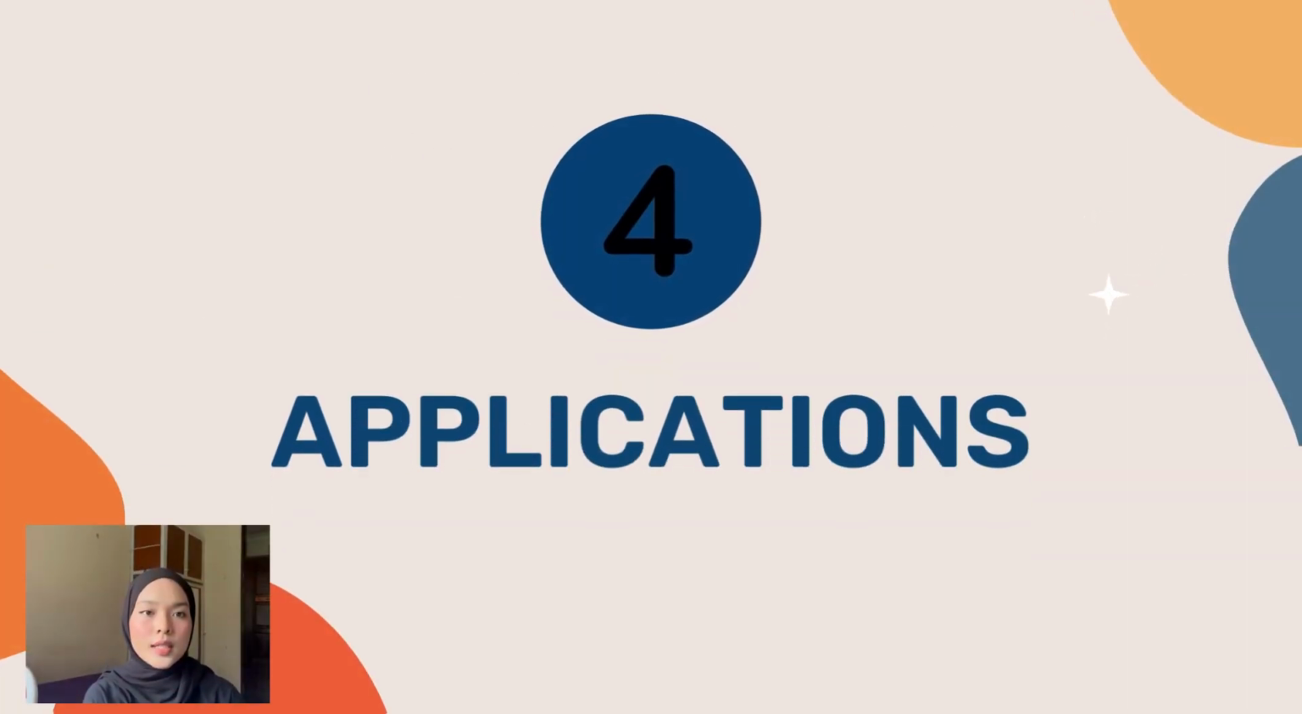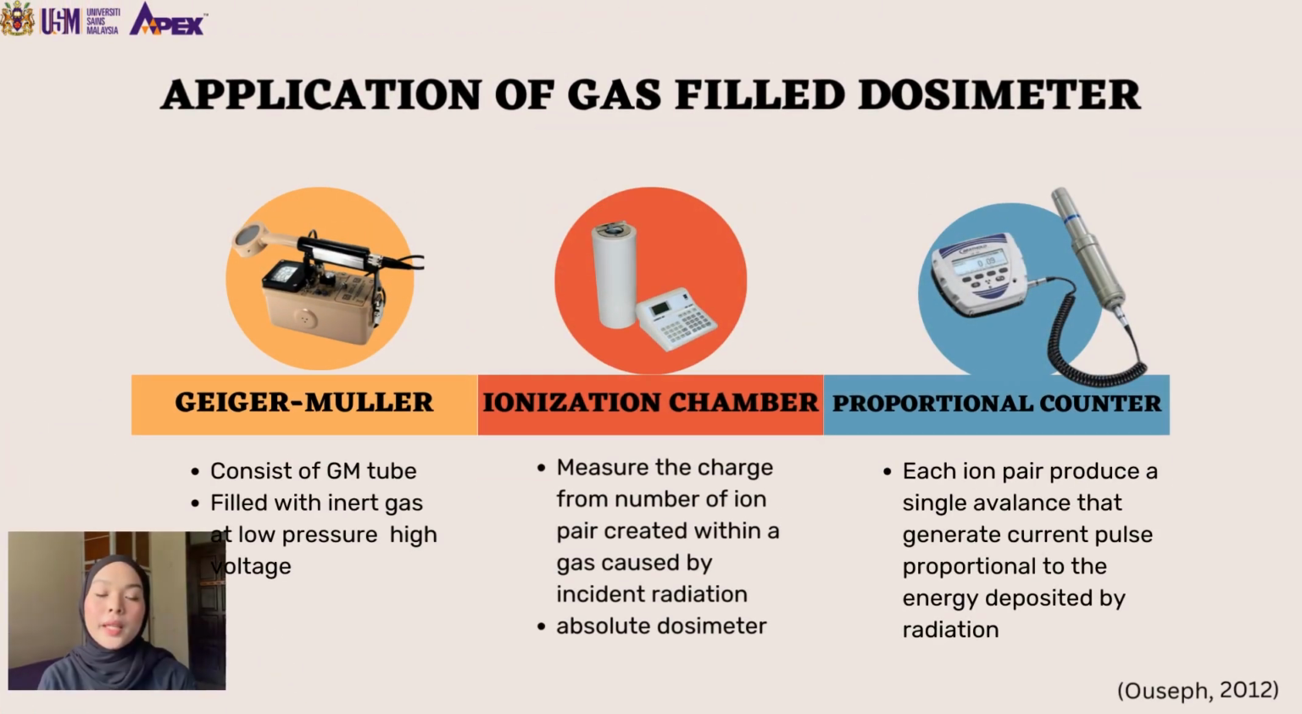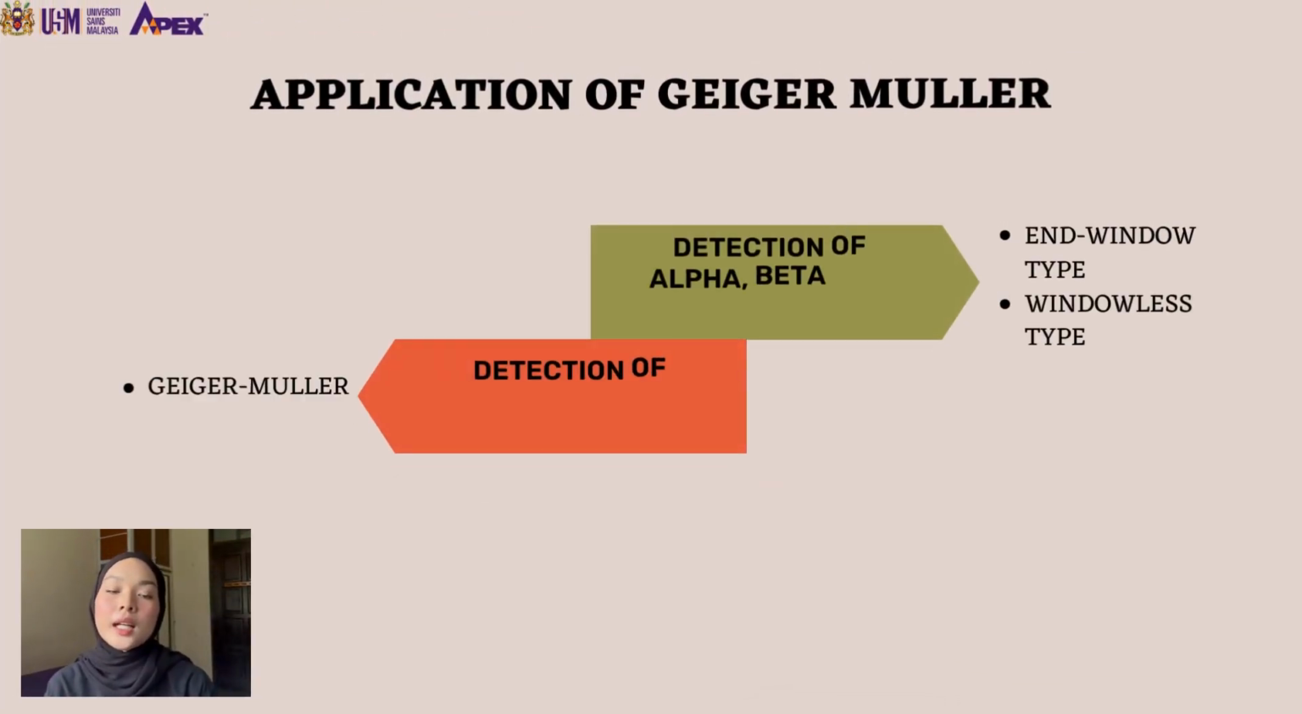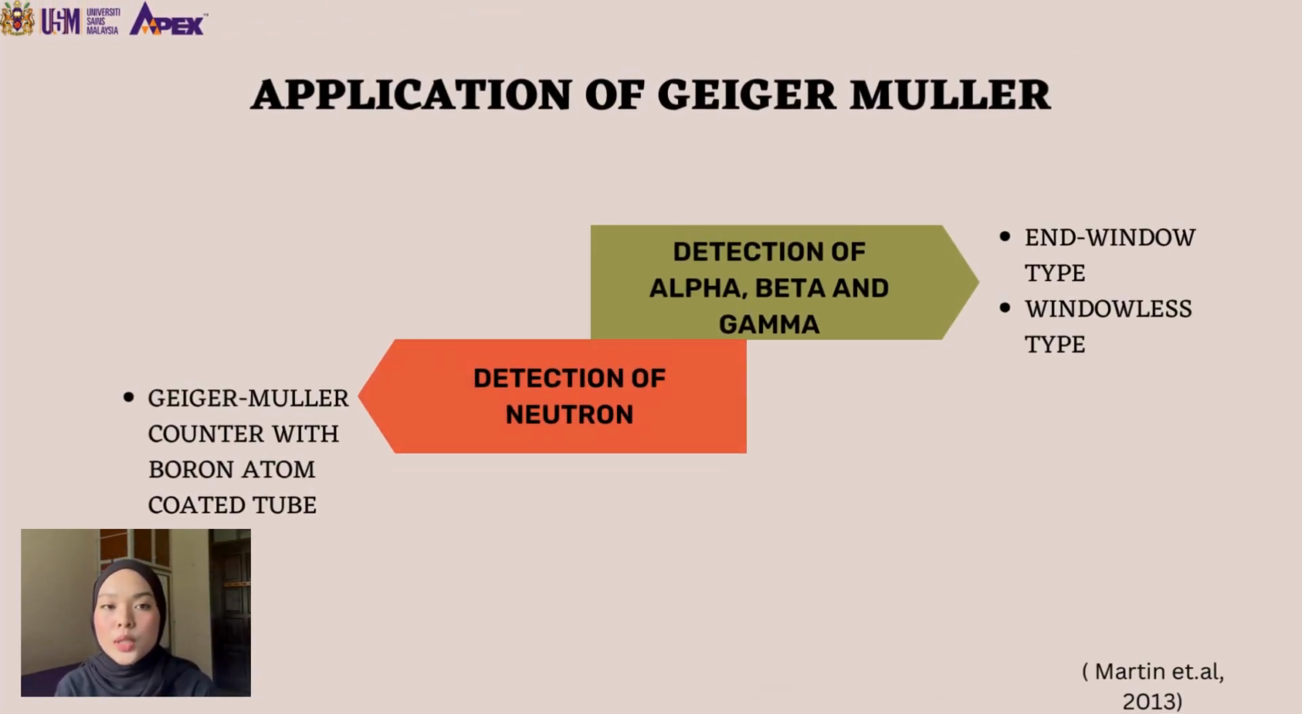My name is Nur Ezal, and I will continue with the application for gas field detector. So there are three applications for gas field detector, which are Geiger-Muller, ionization chamber and also proportional counter. For Geiger-Muller and proportional counter, they operate in pulse mode, and meanwhile ionization chamber operates in either current mode or pulse mode. Briefly, Geiger counter consists of Geiger-Muller tube which has the sensing element that detects radiation and the processing electronics which display the results.